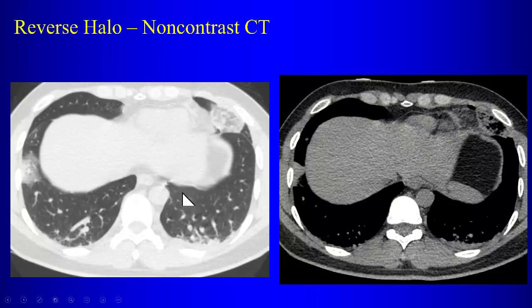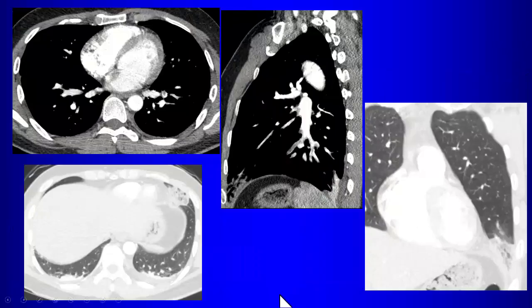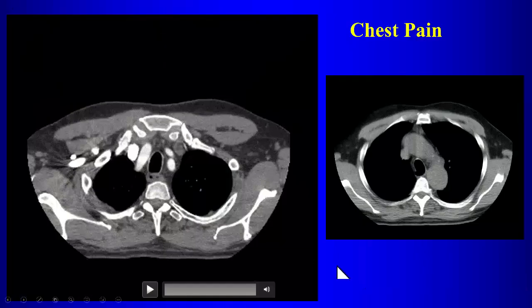And so here's an example of somebody with a non-contrast CT who had these kind of reverse halo signs and turned out to be infarcts from PE. Comes back for a PE scan, and there are these segmental clots. And so what we're looking at is actual infarcts with the reverse halo sign. Okay? So that can be associated with PE.